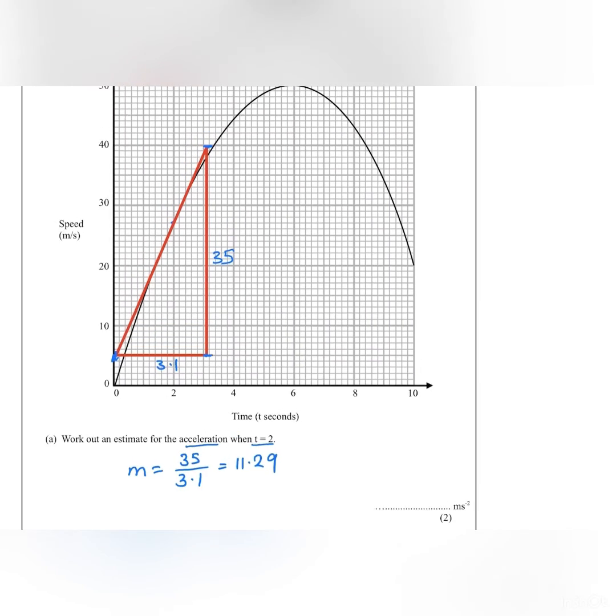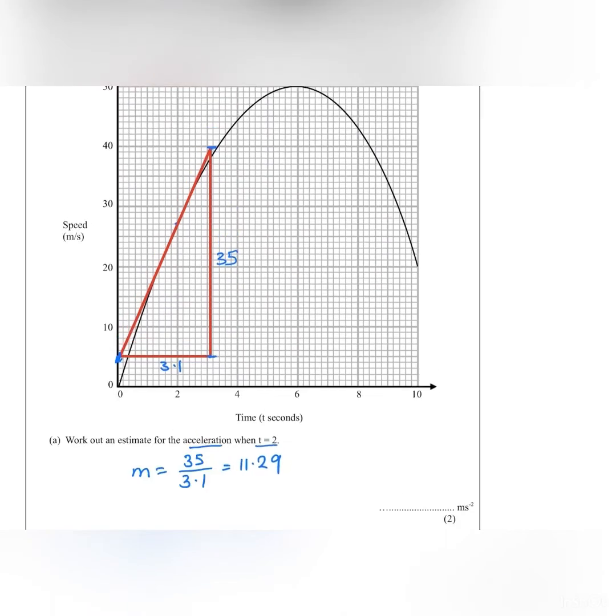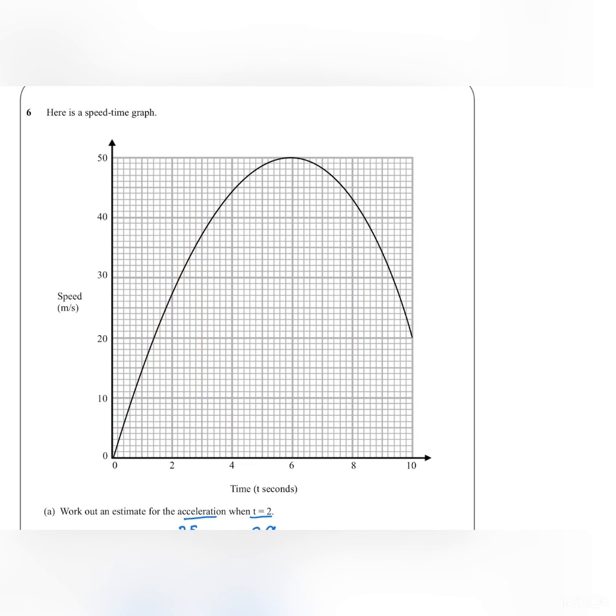Okay, so now we need to divide this graph into 5 equal strips. So again, I will draw some lines out, and 5 equal strips, and it's between 0 and 10. So each strip would be worth 2 on the time side. So if you draw these lines out, okay, and the last one here.